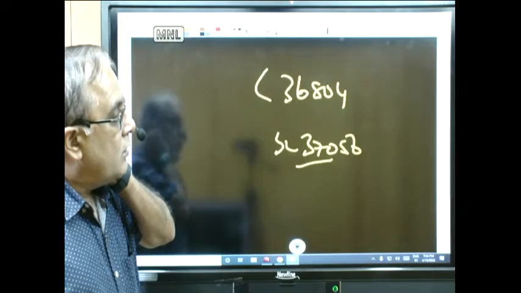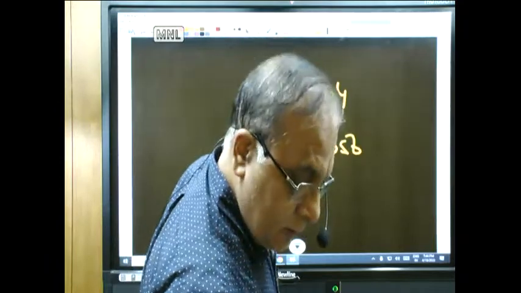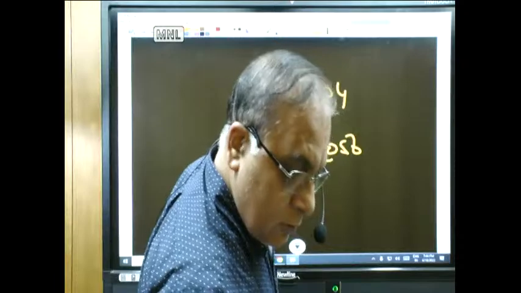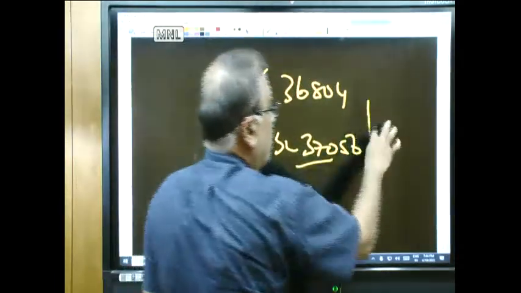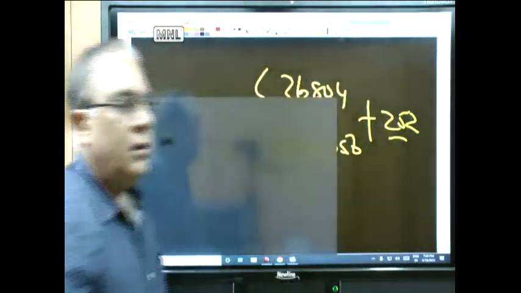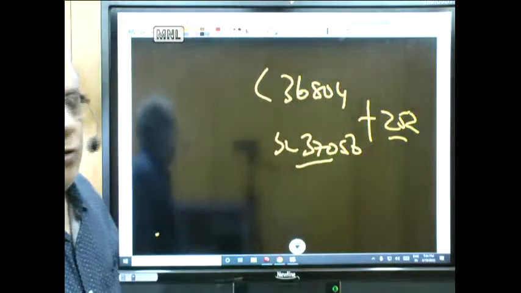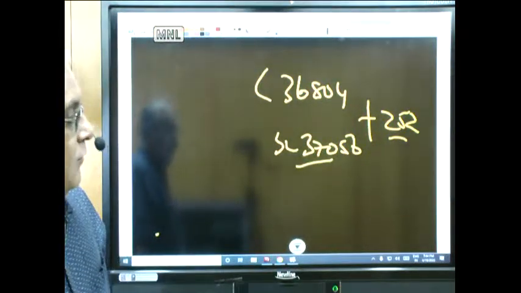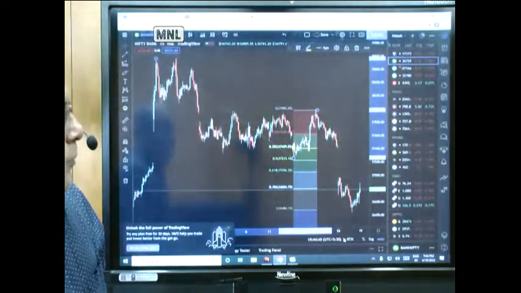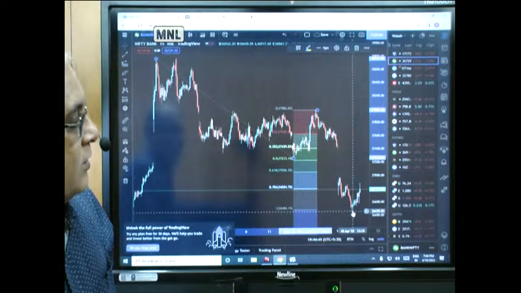Sorry, there's always a problem because of the big numbers. It is 252 points. So 252 points in Bank Nifty is 0.6 percent, which is approximately equal to 85 to 90 points in Nifty. So this is the place, and if you look at the next important support, it was this 36,484.